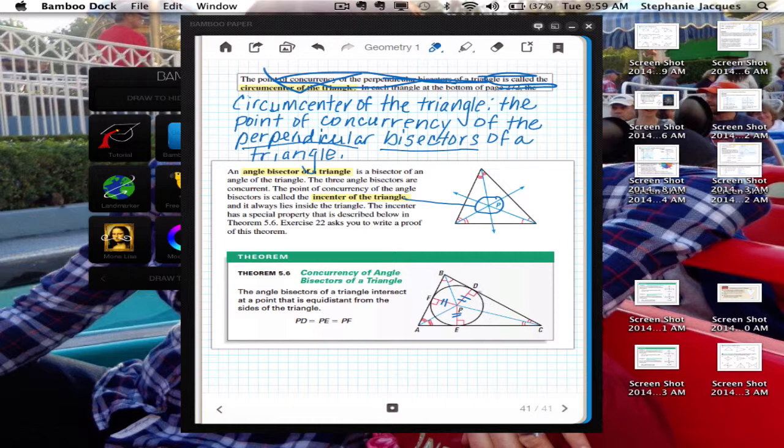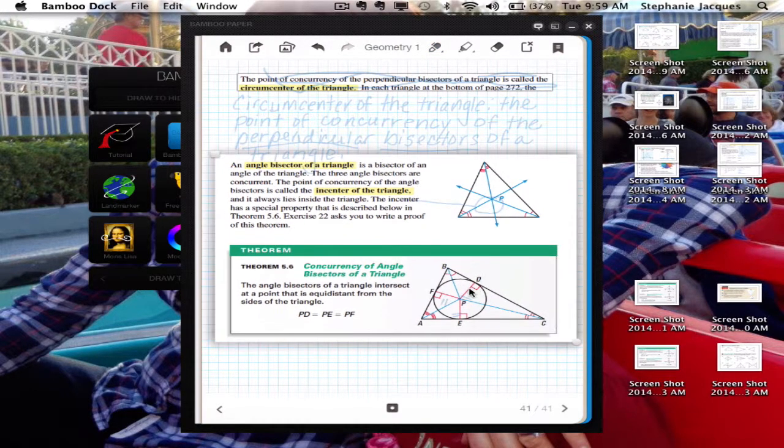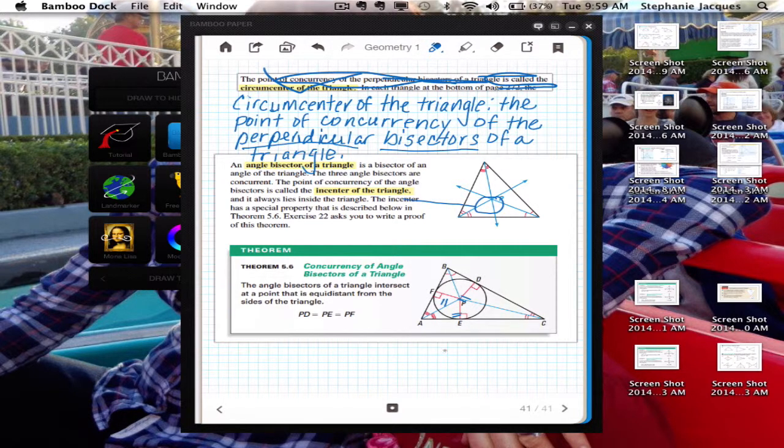So all they did was they created a little circle, but they just went from their point straight out with a perpendicular bisector, and all of those would be equidistant.